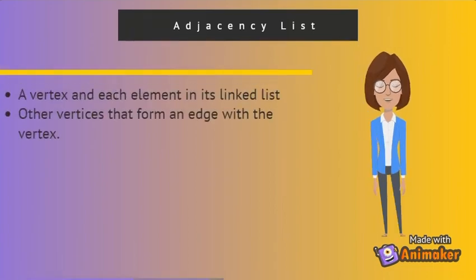An adjacency list represents a graph as an array of linked lists. The index of the array represents a vertex, and each element in its linked list represents the other vertices that form an edge with the vertex.